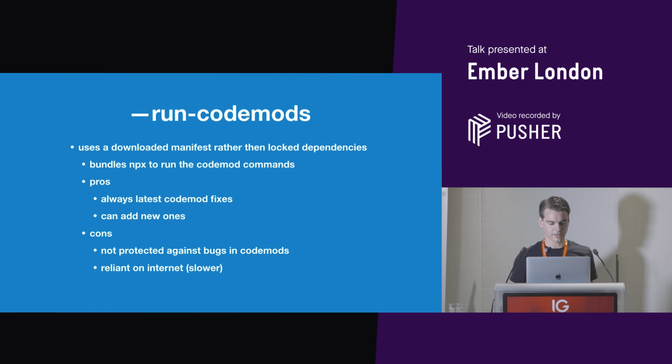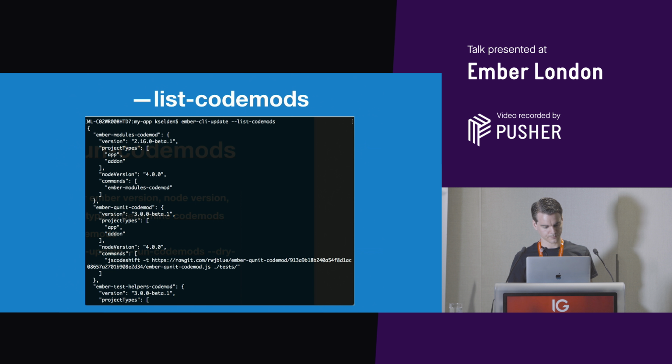Cons are you're not protected against bugs in the code mods. It's kind of going in reverse. We had lock files to fix this, and now we're going in reverse a little bit. If this turns out to be a bad idea, you can always revert it and have all of these code mods as dependencies in ember-cli-update, and then every time they tweak it and make a bug fix, I'd have to release a new version, or semver or something like that. Everyone would have to reinstall. I don't know if it'd be worth it, so I'm kind of liking this at the time, currently. It's also reliant on the internet, so npx has to download JS Codeshift and download some of these code mods.